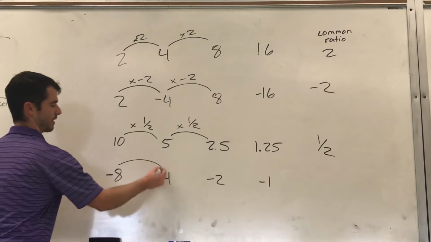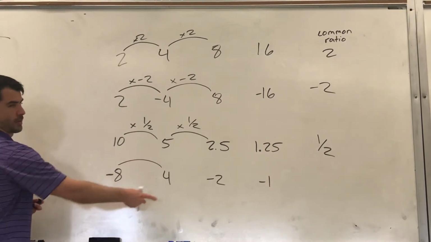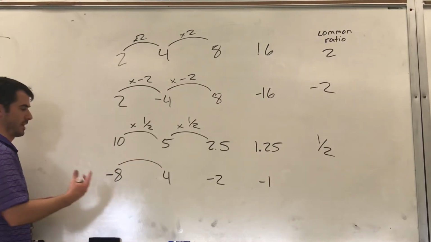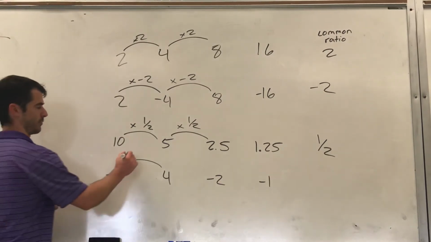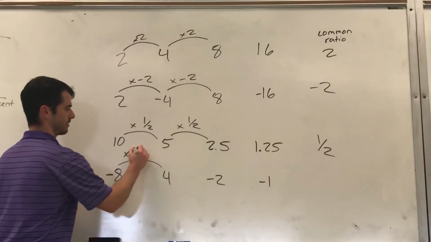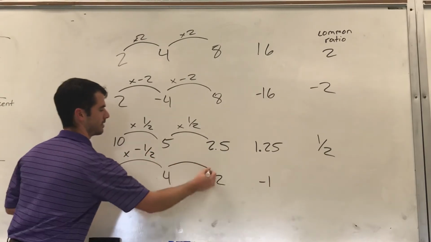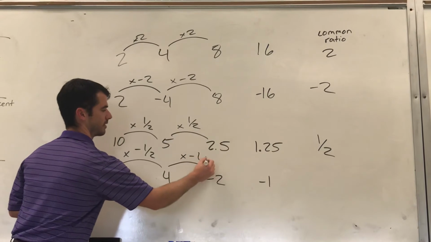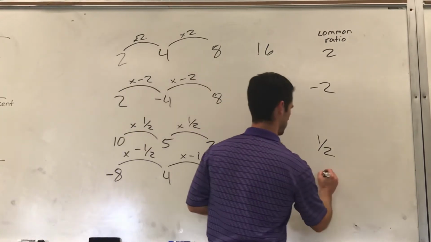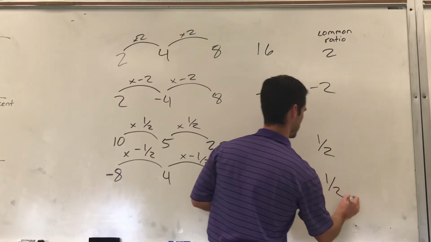And now we have a negative involved. We're starting with the negative to go to a positive, so we know it's going to be a negative. And again, it's going to go down, so it's going to be a negative 1/2. So we multiply by negative 1/2, and we continue to go down by multiplying by negative 1/2. So we have our common ratios. I did all those at once.